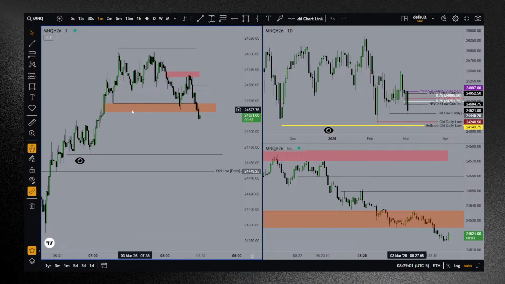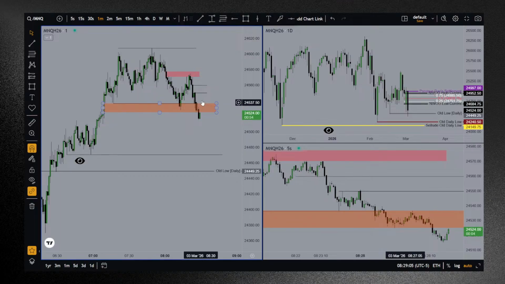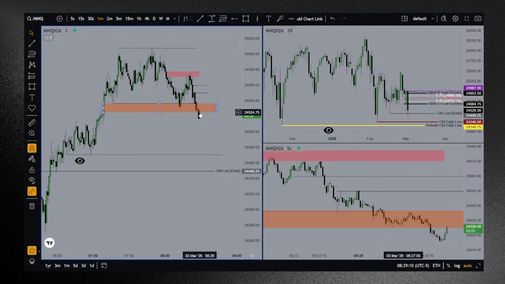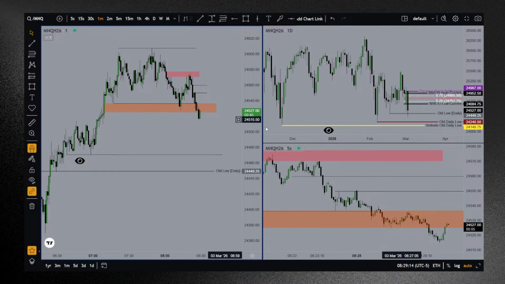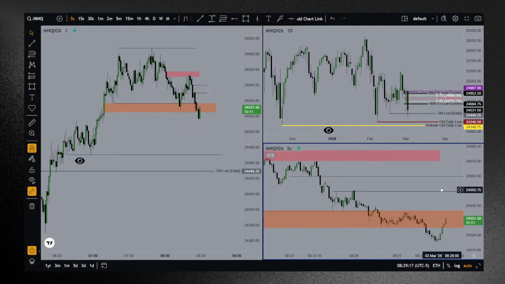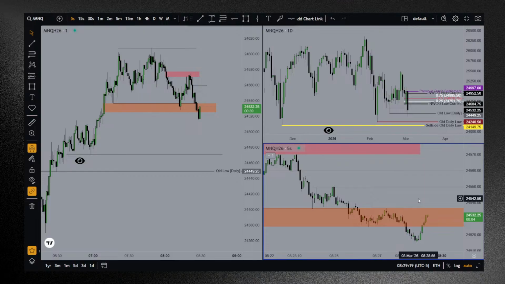So closure below this means that I don't want to see price trade back above it on a closing basis. A touch to this is fine, but then I would like to see displacement away from it, and that displacement would be seen on the 5-second chart probably, if it's there.